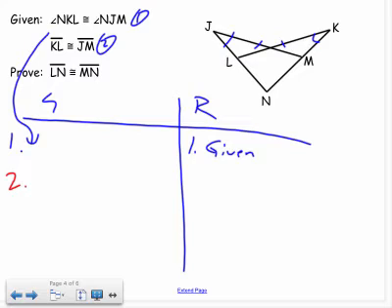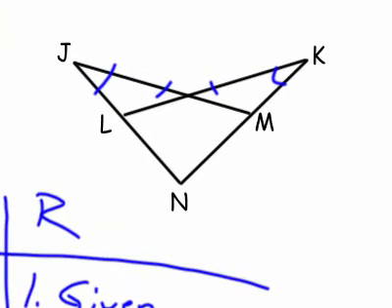Well, can I set any of the other sides congruent? Like, can I get NK congruent to JN? I don't think so. I'm trying to prove the other sides, right? I'm trying to prove that LN is congruent to NM, or MN. So I can't get those congruent. What about our angles? What are the other angles of the triangle? Well, we got these two, but I can't set them congruent.